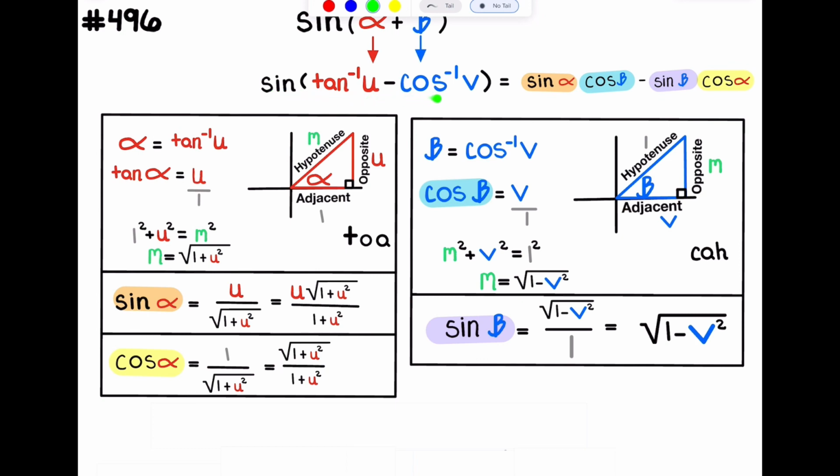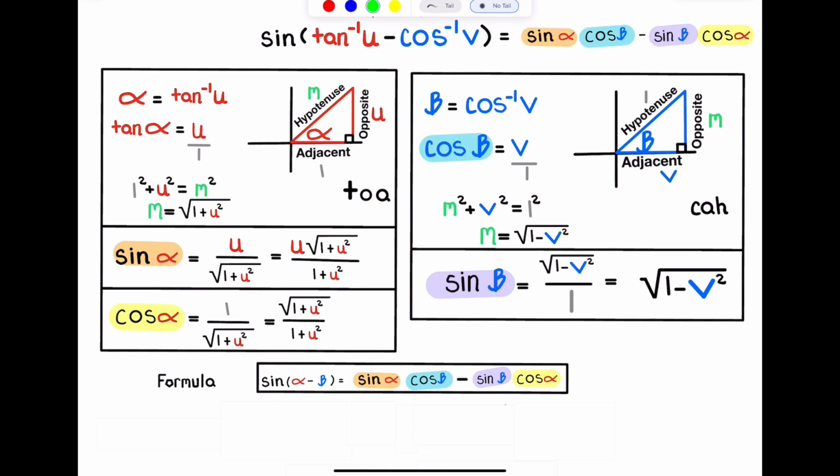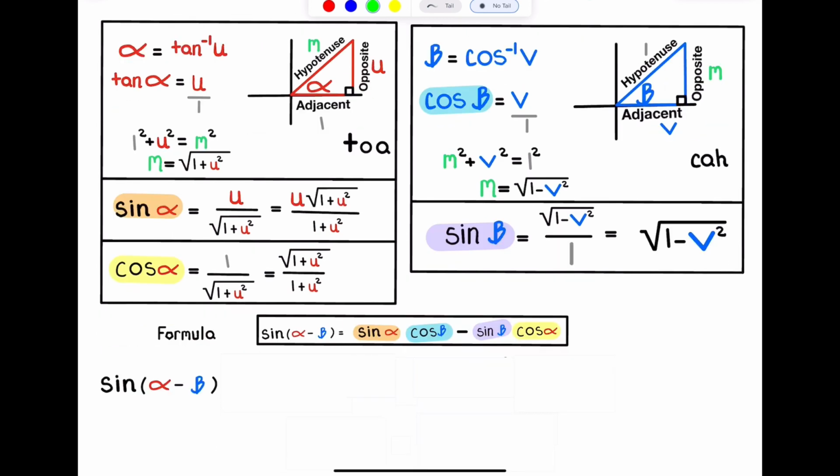We've now found everything we need to evaluate the original expression. Here's our formula, the sine of alpha minus beta. Let's substitute in for the sine of alpha what we found. Substitute in what we found for the cosine of beta, minus, substitute in the sine of beta, and lastly, substitute in the cosine of alpha.